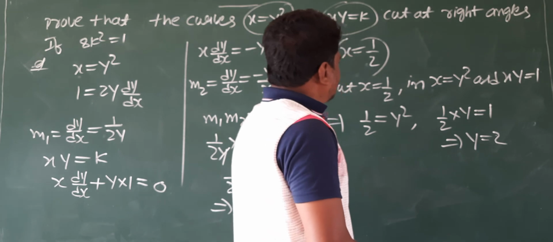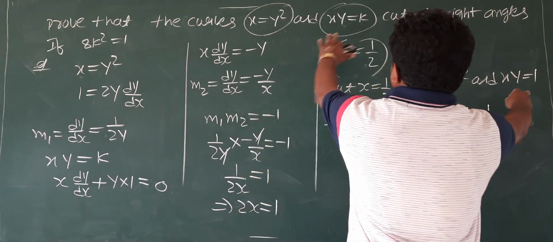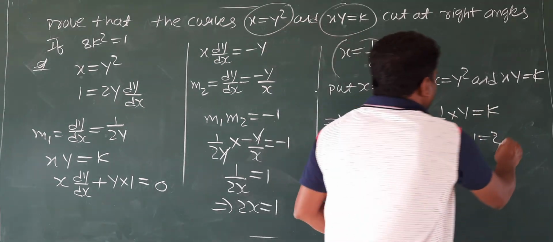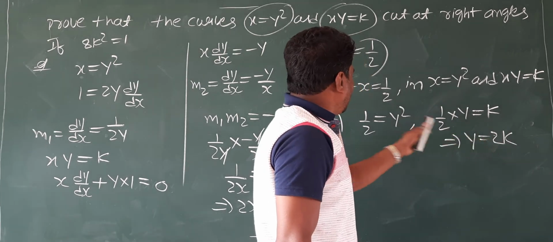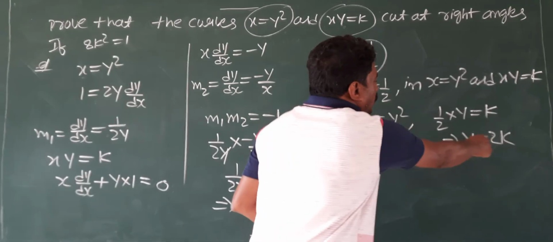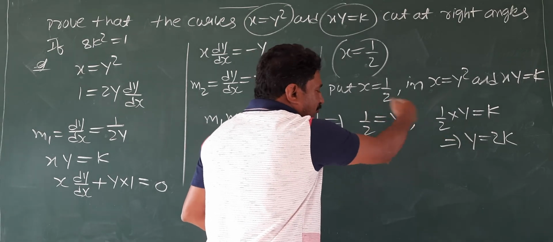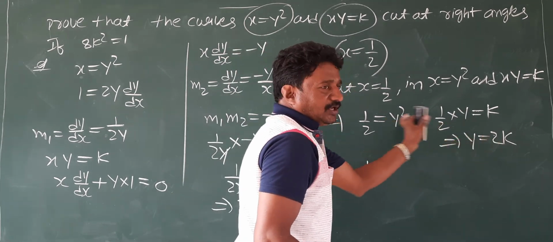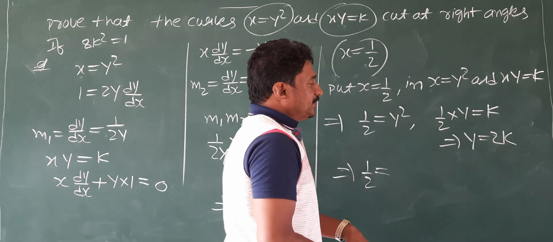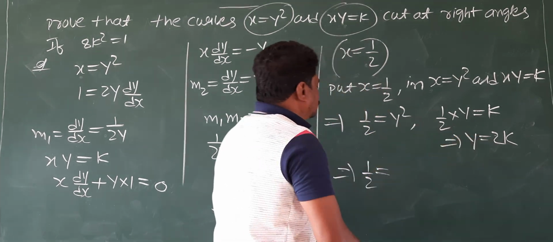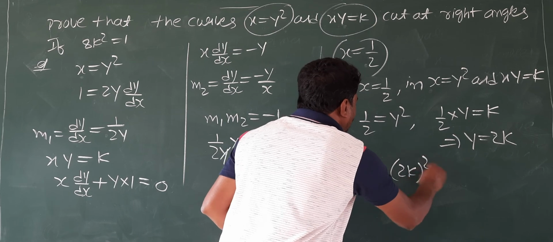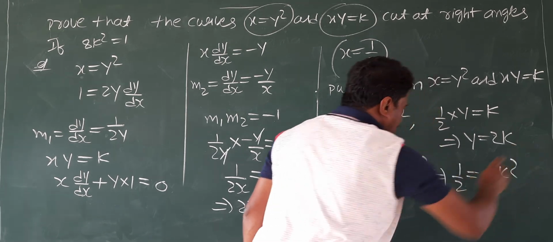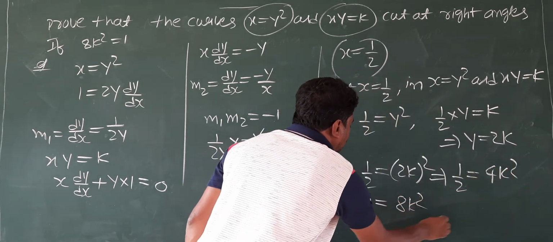You put it in xy is equal to k. This is k, students. So y is equal to 2k. Put y is equal to 2k again in the first equation. This implies 1 by 2 is equal to y square, that is, 2k whole square. So 1 by 2 is equal to 4k square. Cross multiply: 1 is equal to 8k square.